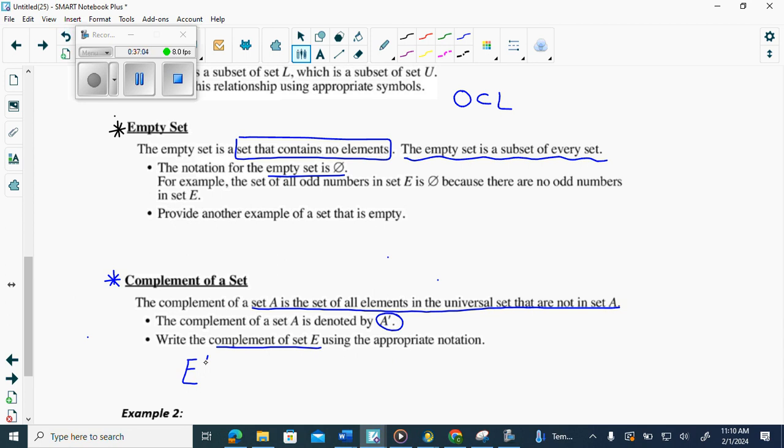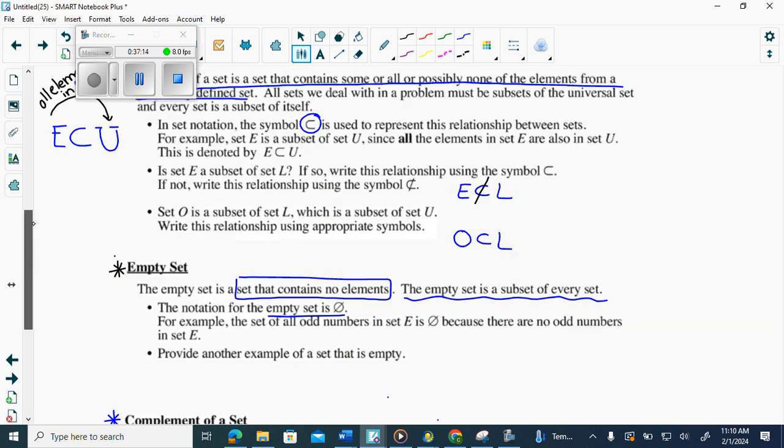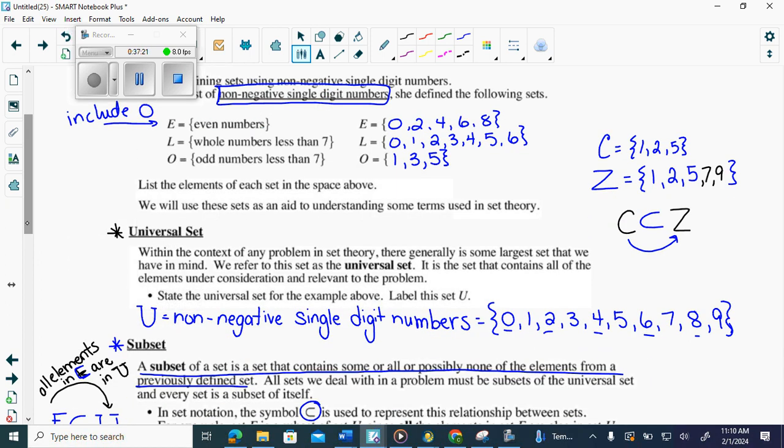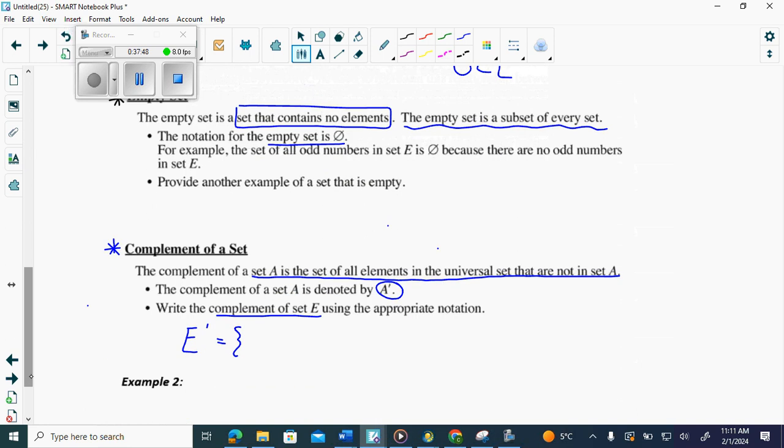Okay? So we want what's not in E, but in the universal set. That's what the complement is. So basically complement is the opposite of. So if I look in E, E has 0, 2, 4, 6, or 8. The universal set has 0, 1, 2, 3, 4, 5, 6, 7, 8, and 9. Correct? So what's not in E but in the universal set? So the complement of E would be 1, 3, 5, 7, and 9, wouldn't it? It's everything that's in the universal set but not in E. It's just the opposite. So nothing crazy. So the complement of E would be 1, 3, 5, 7, 9.